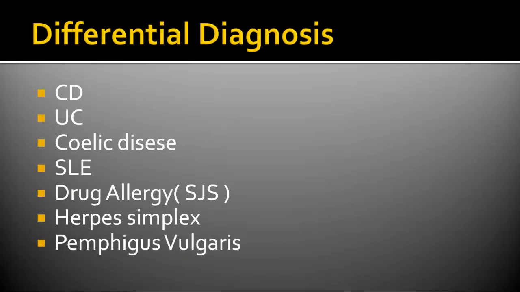Differential diagnosis. Among differential diagnoses of oral ulcers, following diseases lie: Crohn's disease, ulcerative colitis, celiac disease, systemic lupus erythematosus, drug allergy, more specifically the Stevens-Johnson syndrome, herpes simplex, and pemphigus vulgaris. In Crohn's disease, the oral ulcers resemble the common canker sore.